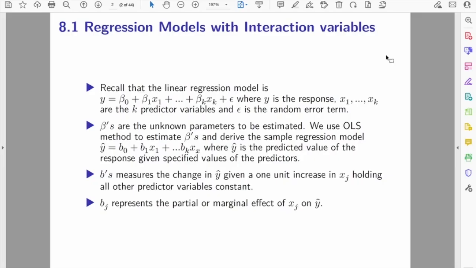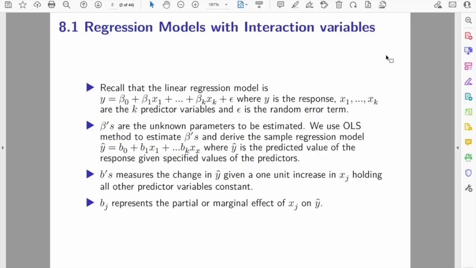Recall that the linear regression model is y equals beta naught plus beta 1 x1 up to beta k xk plus epsilon, where y is the response variable, all of the x's are the predictor variables, and epsilon is the random error. We know that the betas are unknown parameters, and we need to estimate them. We use the OLS method to estimate the betas, and we get the b's. So we have y hat, the estimated response variable, equal to b naught plus b1 x1 plus up to bk xk. And y hat is the predicted or estimated value of the response. And b naught, b1, up to bk are the estimated parameters.